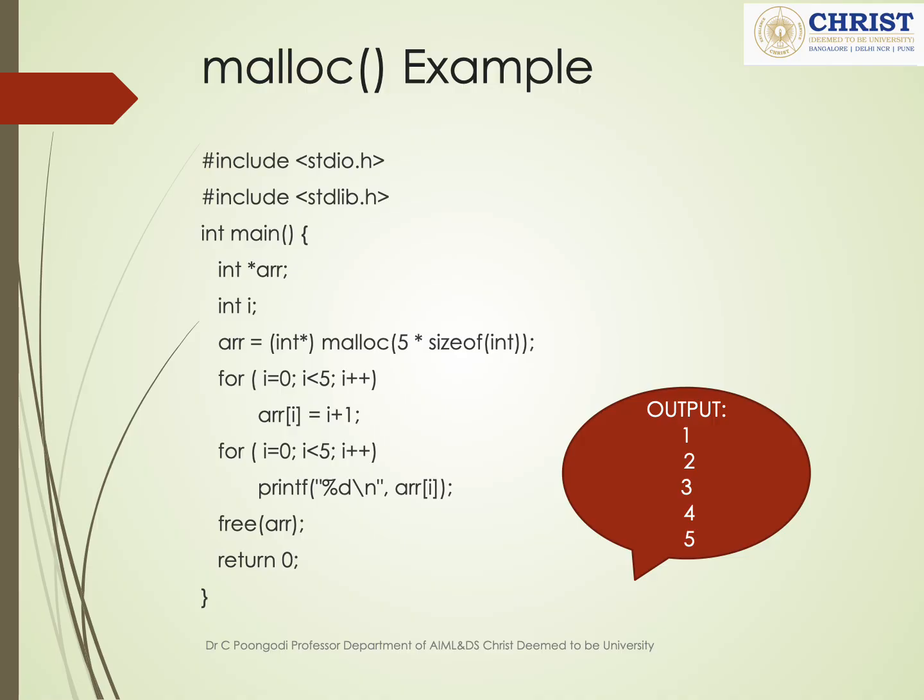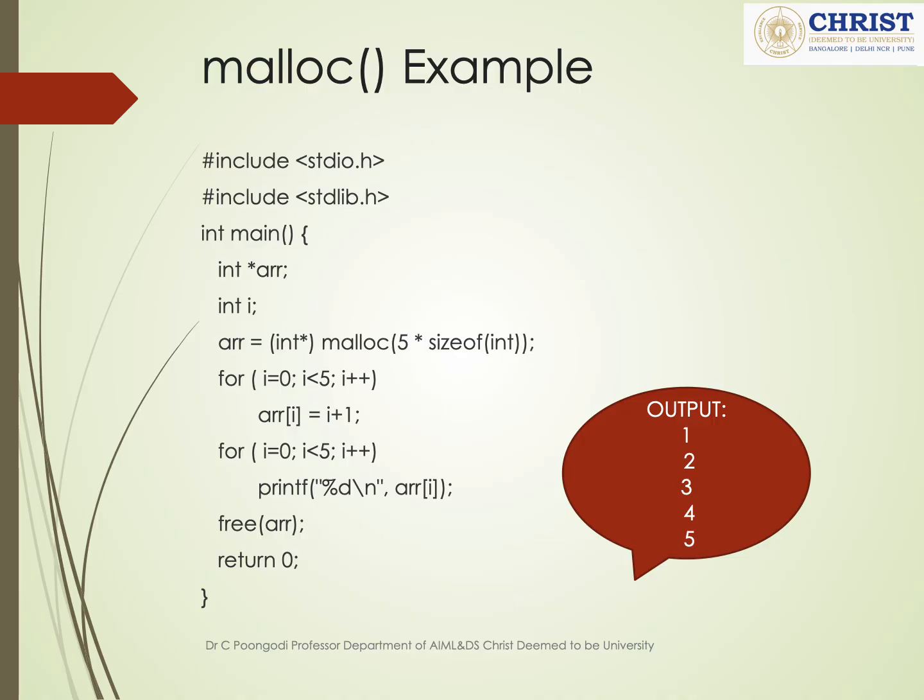Here is an example for malloc. If you use malloc or any other memory allocation function, then you have to use the header file stdlib.h. Here the purpose of this program is to create an array during runtime. This is an integer array and needs 5 variables to be stored. So for this, how we are going to allocate the memory, we'll see here.